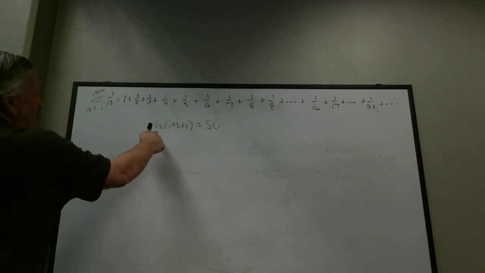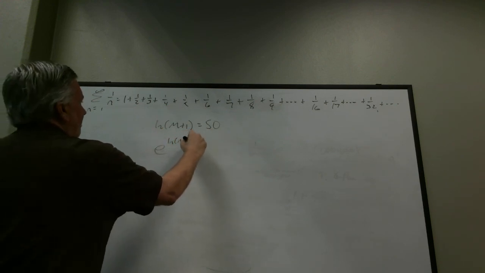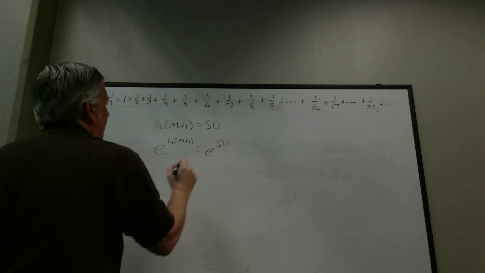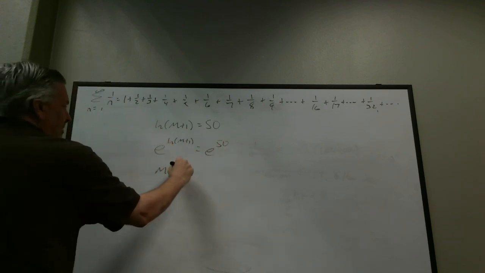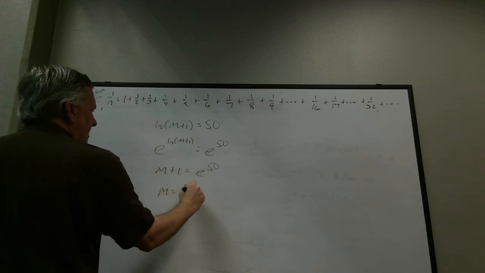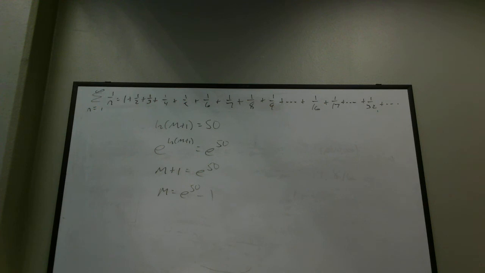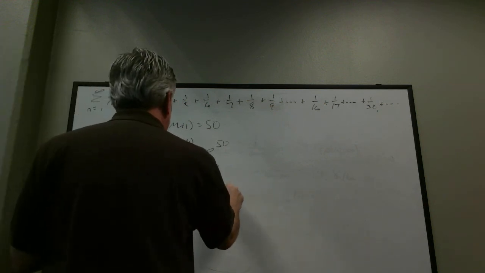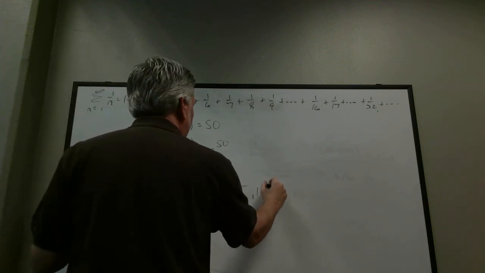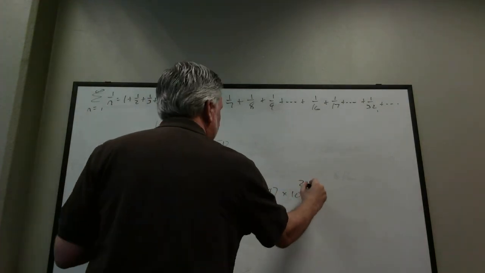To solve a log equation, you take the exponential. If I take e to the power of both sides, e to the natural log of m plus 1 is m plus 1. And so m is e to the 50 minus 1. If you punch that in, this is approximately 5.1847 times 10 to the 21st power.